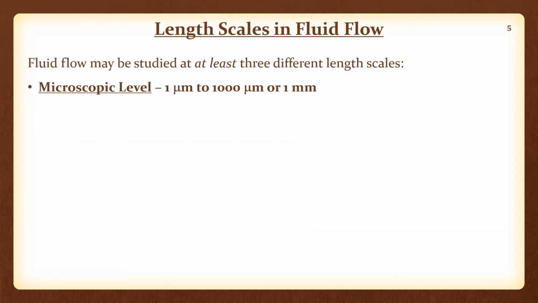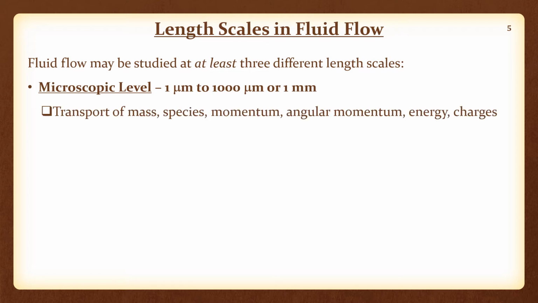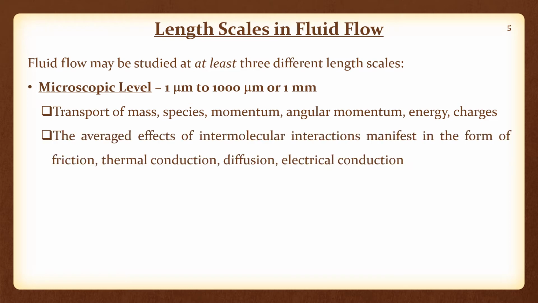So the next length scale at which fluid flow may be studied is a microscopic length scale, which is typically of the order of 1 micron to say 1000 microns or 1 millimeter. Now again, we can look at transport of mass, species, momentum, angular momentum, energy, charges in this microscopic length scale. The averaged effects of intermolecular interactions, which arise from some sort of Brownian motion fundamentally, which is then biased by way of various interactive potential energies of various interactions.